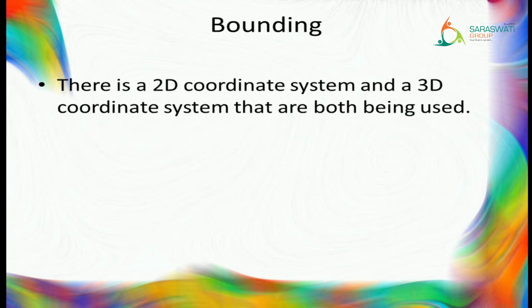Next, bounding. Bounding means to bound, बांध के रखना. So here what is the meaning of bounding? There is a 2D coordinate system and a 3D coordinate system that both are being used. That means in the Paint 3D program we can use the 2D system as well as 3D system. That means we can make the shape of 2D and we can also make the shape 3D, right? So that is what it is, bounding. It is known as what?